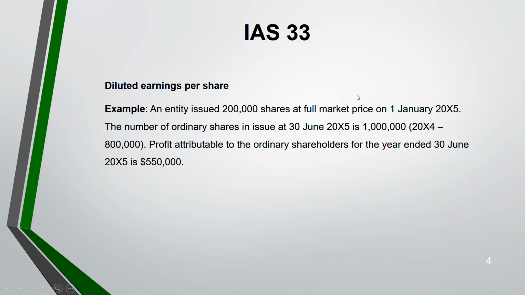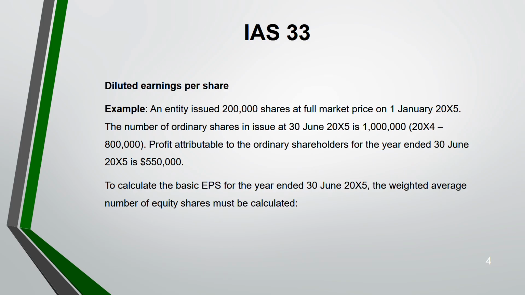Now, example. An entity has issued 200,000 shares at full market price on 1st Jan 2005. Date is very important. The number of ordinary shares in issue at 30th June 2005, that is after 6 months, is 1 million. So if you calculate the difference, how much they have issued, 1 million minus 200,000, is 800,000, and the profit is 550,000 for 30th June.